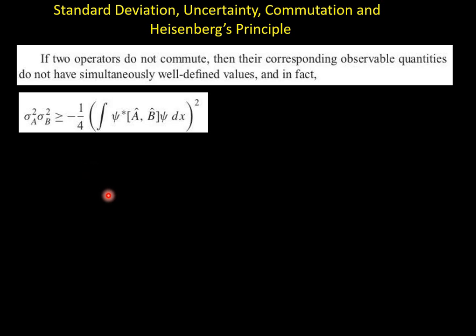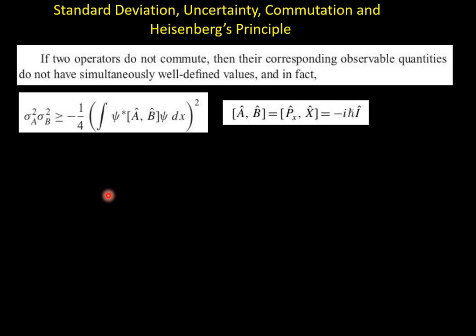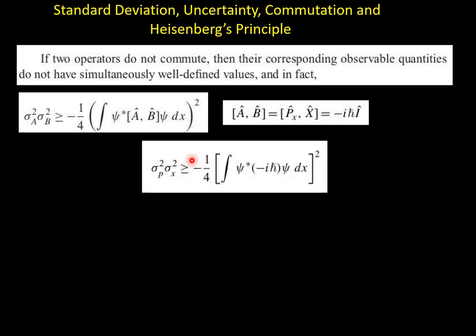Okay, so let us see an example. Let us take A to be the linear momentum operator and B to be the position operator. So momentum and position. As we know, they do not commute, and the commutator value is minus i h bar, where i is the unit operator. So if we just put this value in this expression, what will we get?